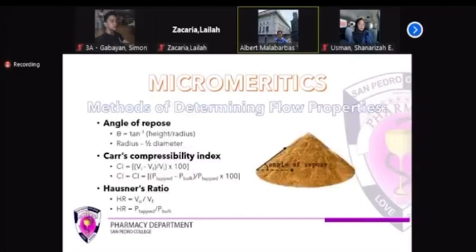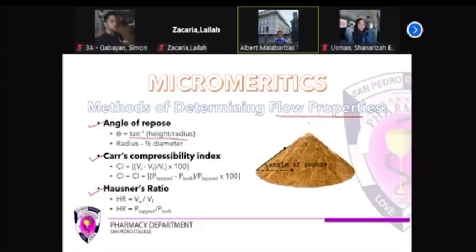Next, the last one under micromeritics. Aside from studying porosity, we also study the different flow properties of powders. How would you be able to measure the flow properties of your powders? We make use of these three types of formulas: angle of repose, Carr's compressibility index, and Hausner's ratio. Angle of repose is obtained by computing tangent -1 in your calculators, shift tan, height over radius.